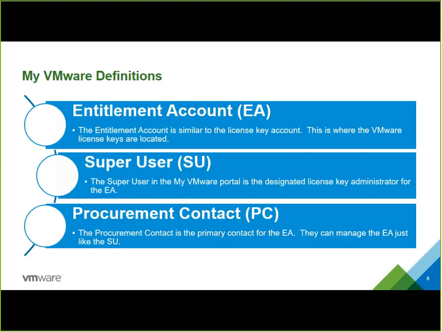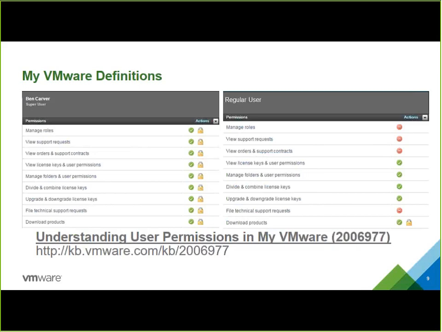So now let's review some definitions that are used in the My VMware portal. Entitlement account, or EA. The entitlement account is similar to the license key account. This is where the VMware license keys are located. Super user, or SU. The super user in the My VMware portal is the designated license key administrator for the EA. Procurement contact, or PC. The procurement contact is the primary contact for the EA. They can manage the EA just like the super user.